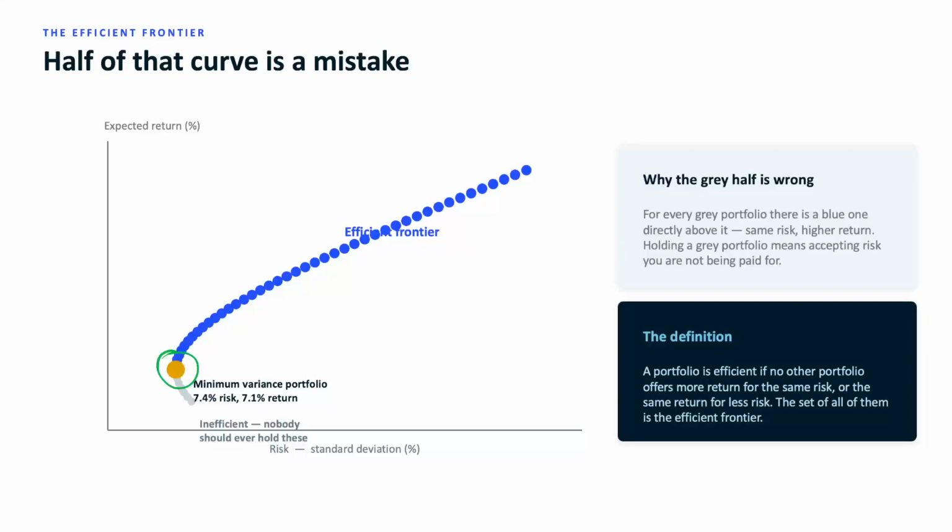And now the definition, which I want you to write down in exactly these words. A portfolio is efficient if no other portfolio offers more return for the same risk or the same return for less risk. The collection of all such portfolios is the efficient frontier. Notice what that definition does. It doesn't tell you which portfolio to pick. It tells you which ones to eliminate, and it eliminates a lot.